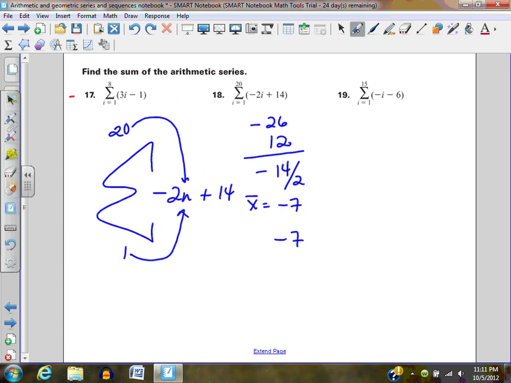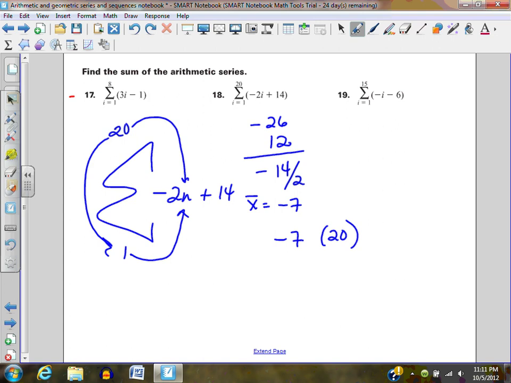Now I need to find how many numbers there are. I take 20 minus 1 is 19, plus 1 is 20. Now I'm sure that people out there are going, why don't you just use that top index? Because the bottom isn't always 1. Sometimes they'll put a 4 or a 10 or a 12. So get into the habit of finding the difference and adding 1.